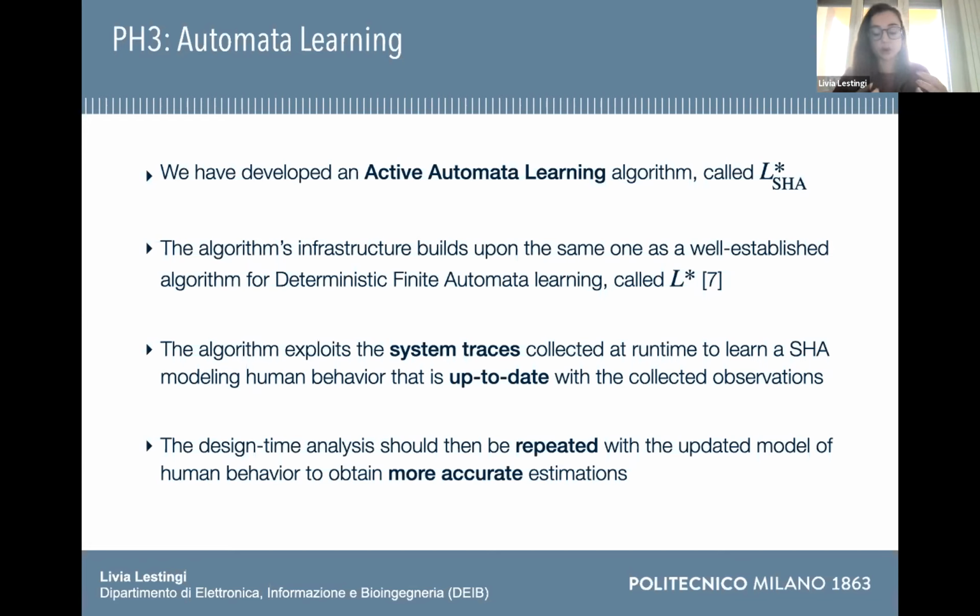From a high level point of view, the goal of this phase is that we exploit the traces that we have collected at runtime to learn an automaton modeling human behavior, which is at least aligned with the knowledge that we have so far accumulated about the system, so which is at least up to date with the collected observations. Once we have the updated human modeling automaton, this is plugged back into the SHN network to repeat the design time analysis and hopefully obtain more accurate estimations.